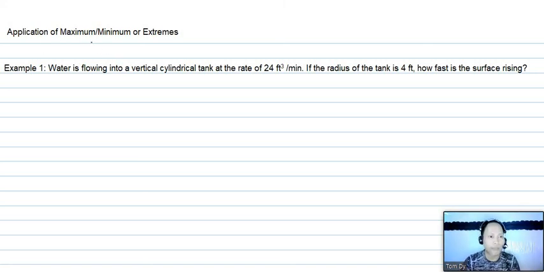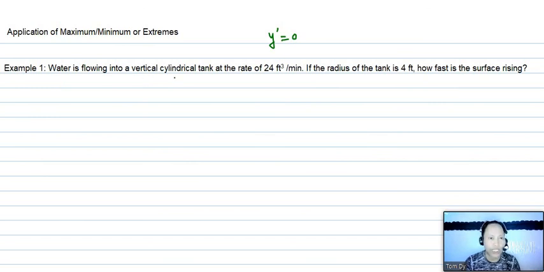We have an application of maximum, minimum, or extremes. Take note, in extremes, we usually take the first derivative of the function and then equate it to 0. So we will be using this for solving problems involving extremes, or maxima and minima. We have our example 1.